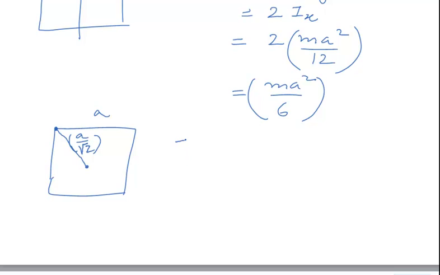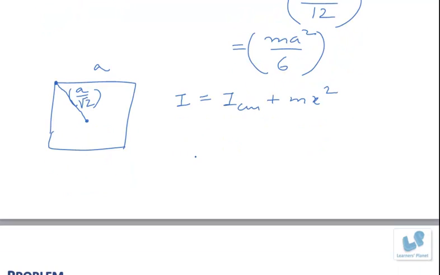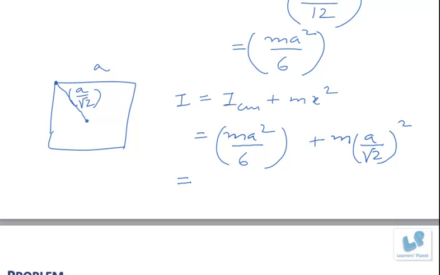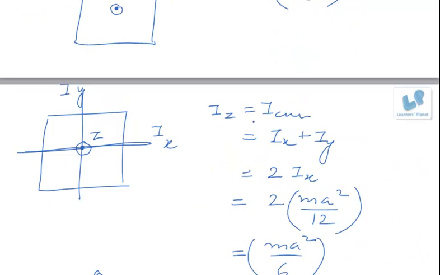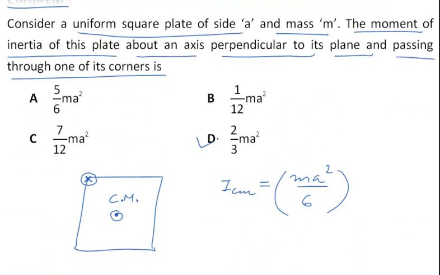Okay, so applying the parallel axis theorem, I will be given by ICM plus mx square, where x square is (a by root 2) whole square. So if we substitute the values, ma square by 6 plus m times (a by root 2) whole square, we will get ma square by 6 plus ma square by 2, the value of which will be 2 ma square by 3. Okay, so the correct option is option D.